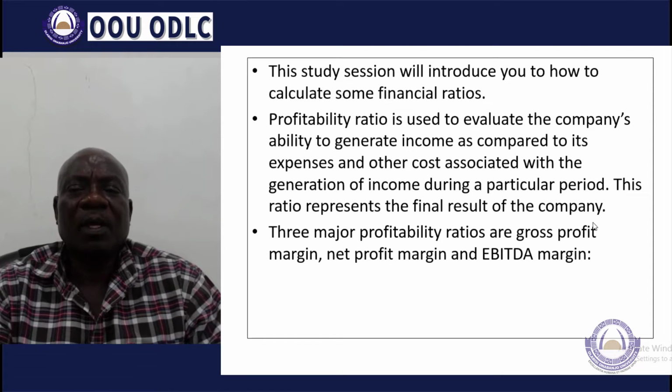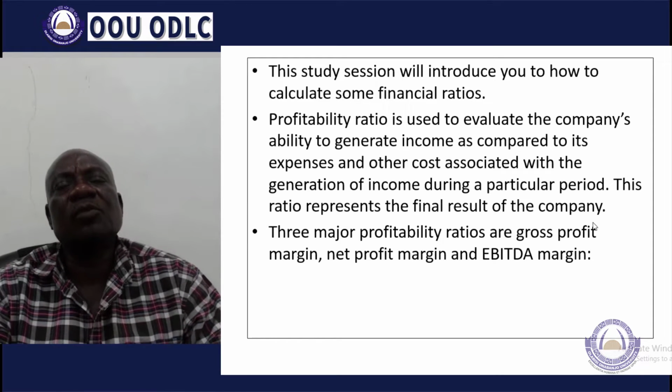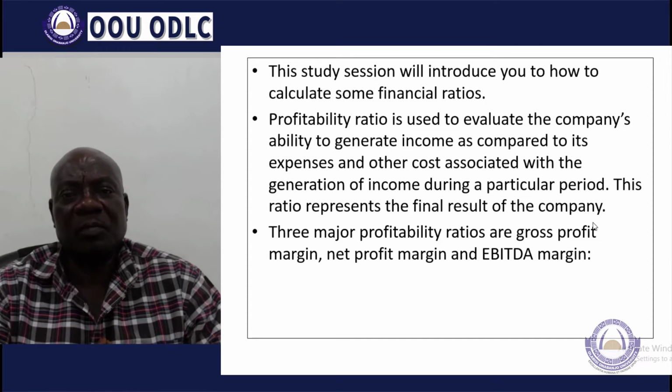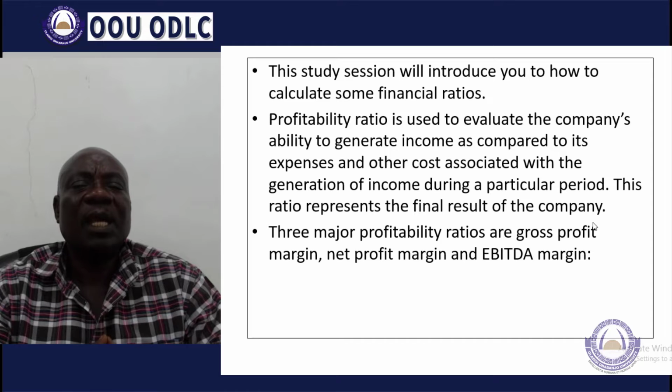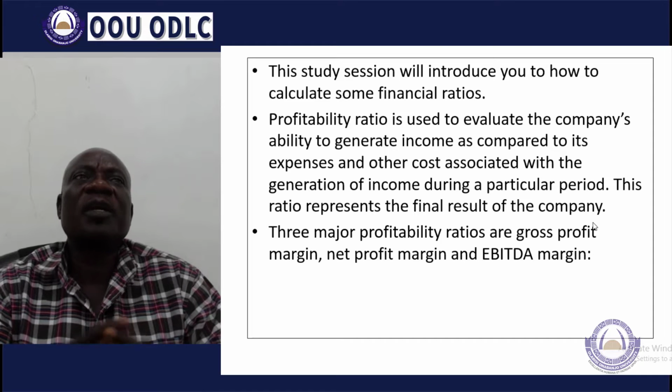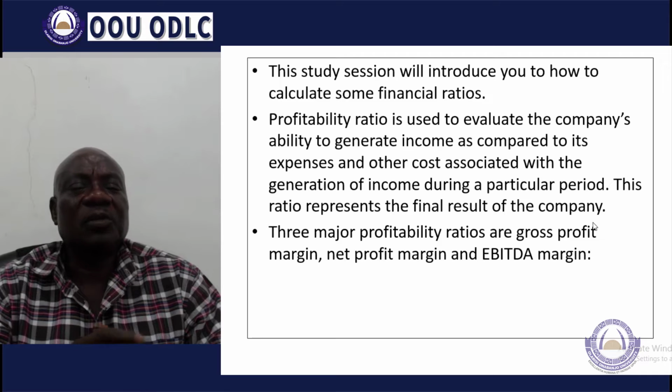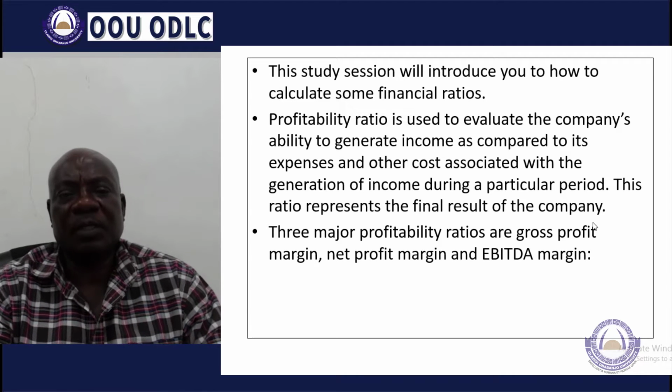Profitability ratio. This ratio is used to evaluate the company's ability to generate income as compared to its expenses and other costs associated with the generation of income during a particular period. This ratio represents the final result of the company.